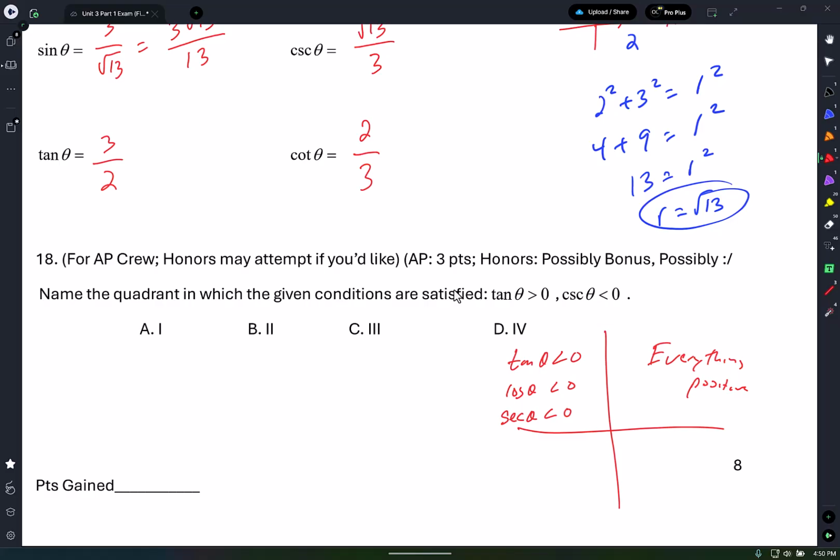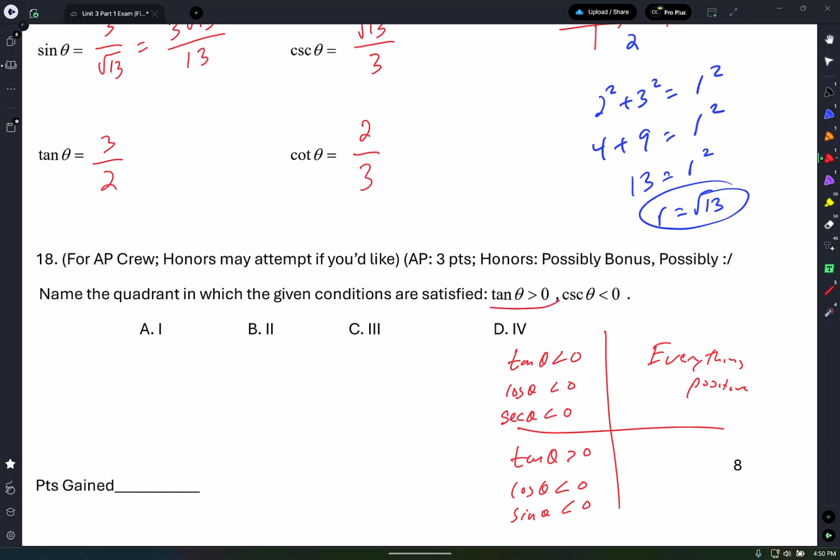In quadrant 3, cosine is negative, sine is negative, but tangent is positive. So that means the reciprocal of cosine is negative, the reciprocal of sine is negative. No, cotangent is still positive. And okay, I guess we can stop there.